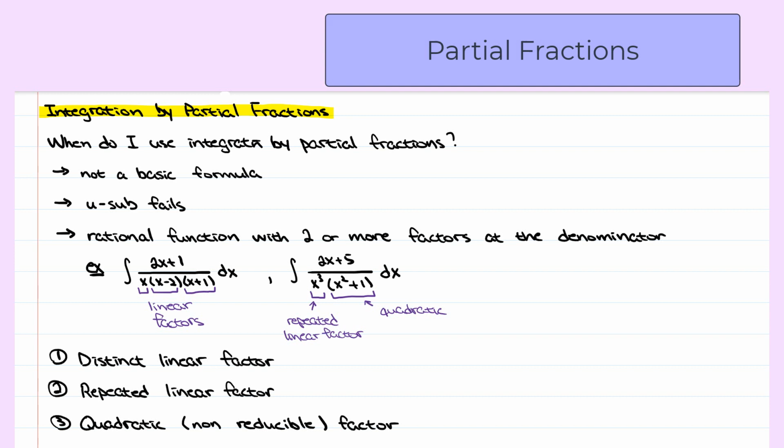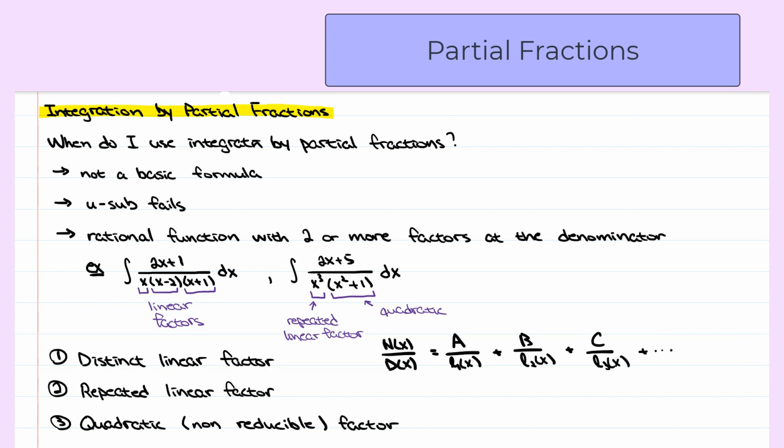When you have distinct linear factors, say you have a numerator as a function of x and a denominator as a function of x, where the denominator is a combination of two or more linear factors. Then you can rewrite this as a constant over the first linear factor plus another constant over the second linear factor plus a constant over the third linear factor.